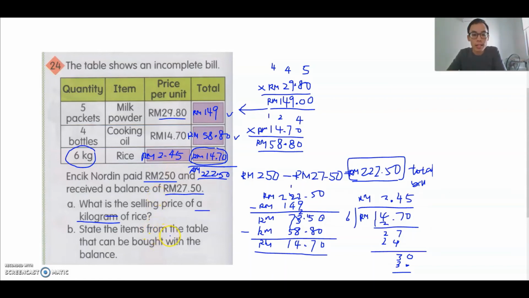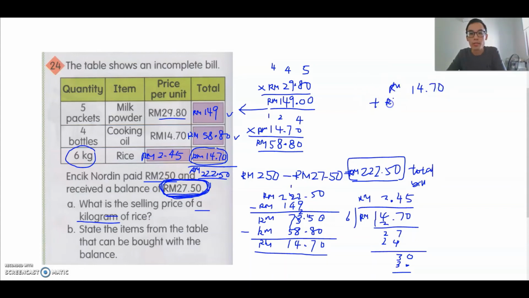Question 2, state the items from the table that can be bought with the balance. Okay, what's the balance again? The question tells us the balance is 27 ringgit 50 cents. There are a few possible answers for this question, as long as your total adds up to equal or less than 27 ringgit 50 cents. So for example, you can do 1 bottle of oil. Okay, 1 bottle of oil is 14 ringgit 70 cents.